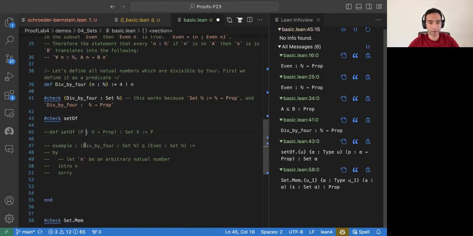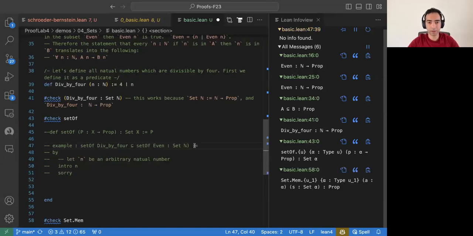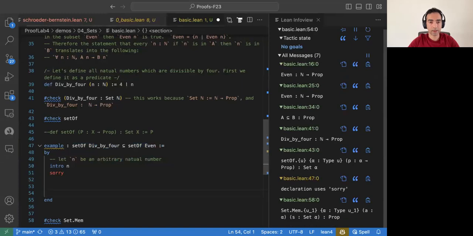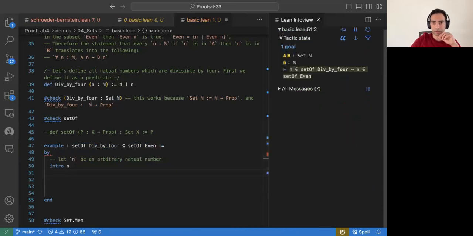So hopefully now, instead of coercing like this, I can just write set of all natural numbers which are divisible by 4, it's going to be a subset of the set of all natural numbers which are even. So let's see if this works now. Okay, now Lean is happy. Great. So let me close all these messages.